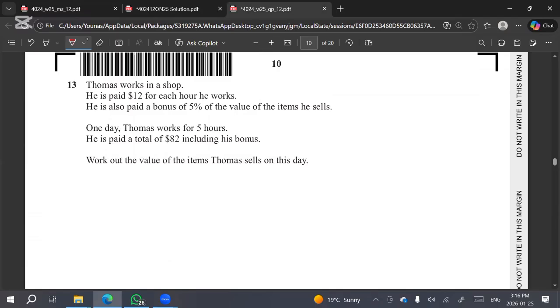He's paid $12 for each hour he works. He is also paid a bonus of 5% of the value of the items he sells. One day Thomas works for 5 hours. He is paid a total of $82, including his bonus. Work out the value of the items Thomas sells on that day.